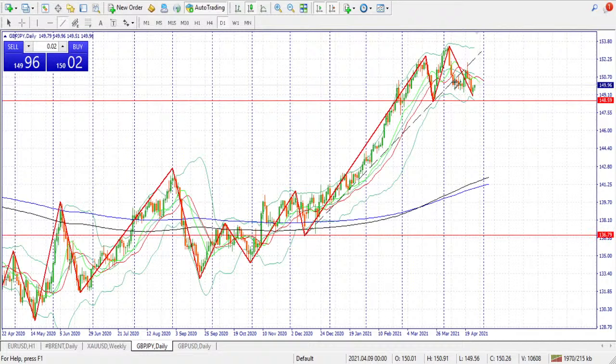So if you're on this chart now, expect a move like this. Expect price to break below this trend line. Then expect a pullback. Then expect a continuation to the lower side. This is what I do expect on this chart. So I'm expecting a sell when the price goes below 148.59.